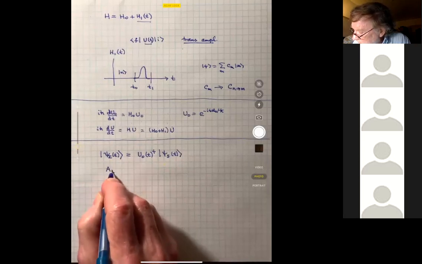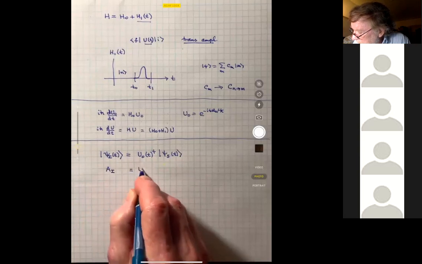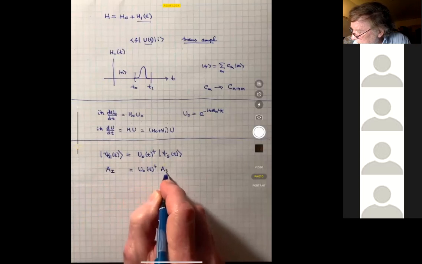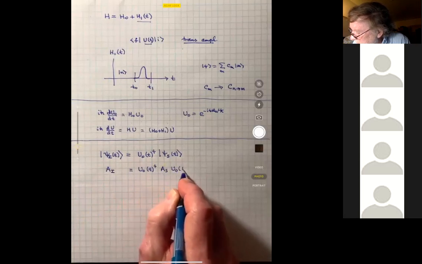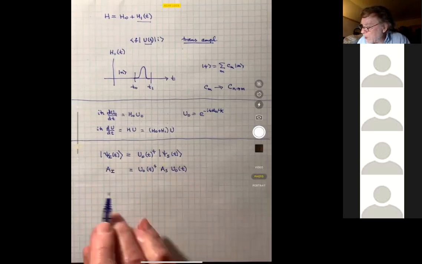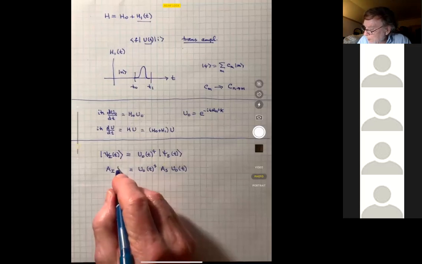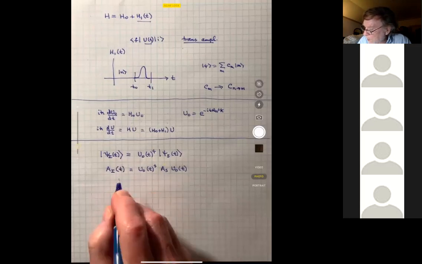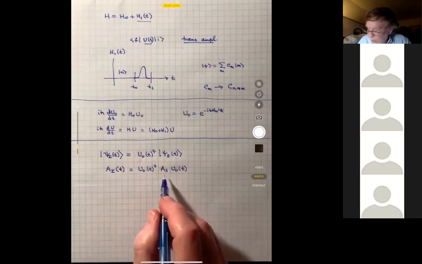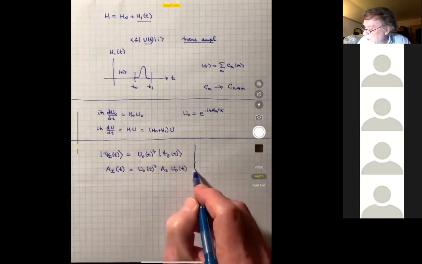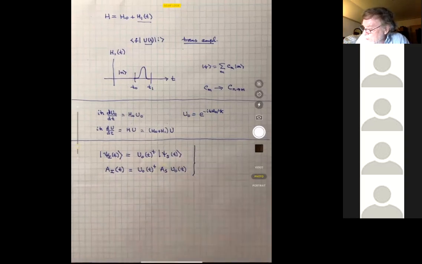We can also talk about operators in the interaction picture. This is defined as U0 of t dagger times the operator in the Schrodinger picture times U0 of t. In other words, it's the Schrodinger operator conjugated by the time evolution of the unperturbed system. This makes A of I acquire a time dependence even if A sub s doesn't. Usually A sub s does not, sometimes it does. In any case, this is the definition of the interaction picture.